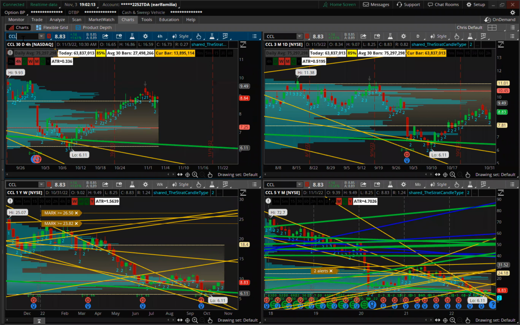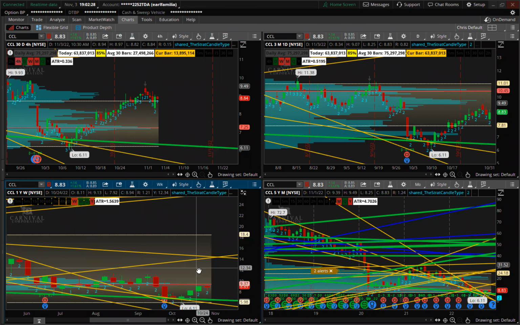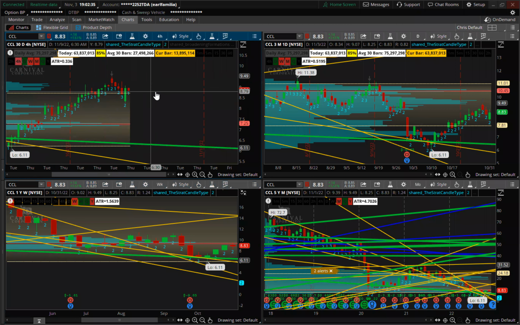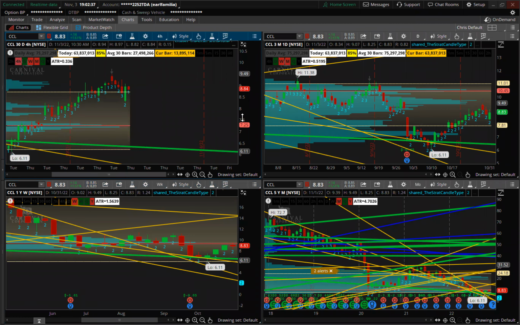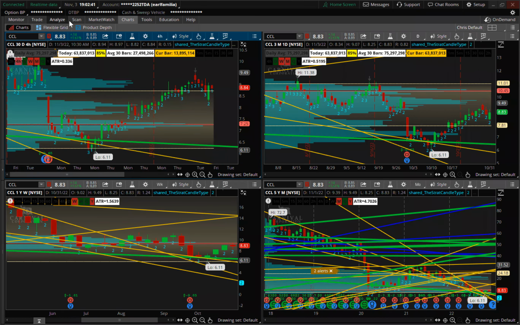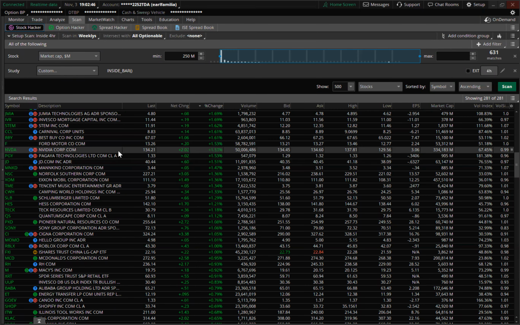CCL, see what the cruise lines are doing. Failed 2 up on the week on CCL. Looking weak. But yeah, looks like we had a little pop this morning on that one. Looks like we're still gonna trend down though, making lower lows. I'm not gonna mark an alert for it though. So let's keep it going.